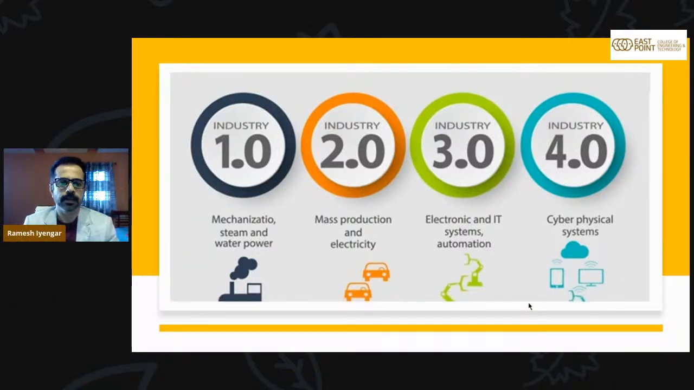We got to the level of the automobile industry, the cars, the various automobiles. Between the revolutions 1, 2, and 3, it took almost 100 years, but between 3 and 4, it took probably about 50 years. Think of the speed at which we are moving. Now we are in 2020, we are talking about Industry 4.0. A lot of things we are talking about, right?